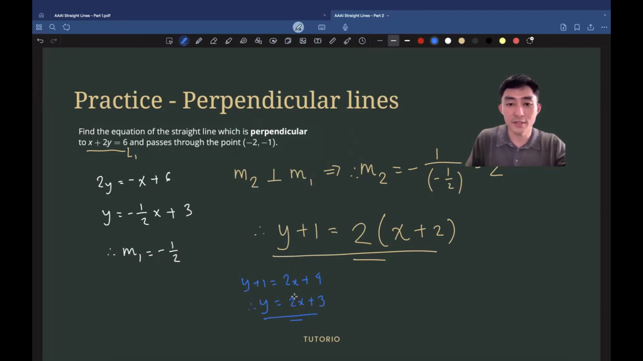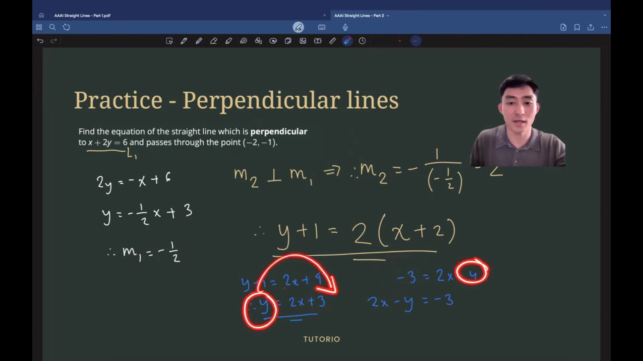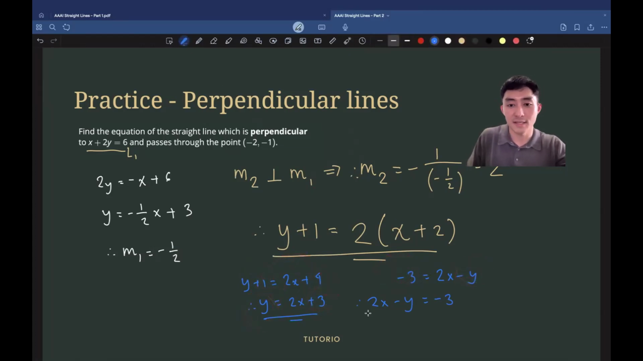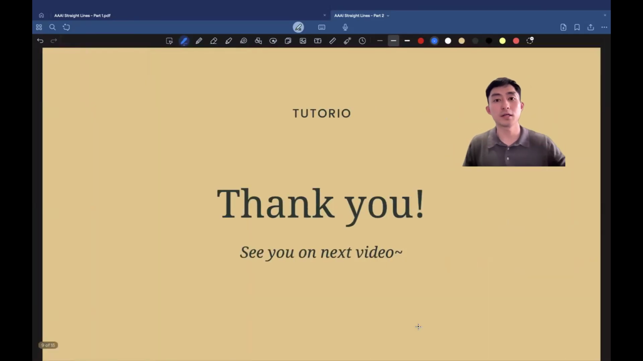And in order to get it into general form, we write it again: minus 3 equals 2x minus y. So we just flip the sides. Earlier, the plus 3 moved to the left, becoming minus 3, and then the positive y moved to the right, becoming negative y. And this is the final answer. Okay, that's all the content to review the 3 forms of straight line equations.